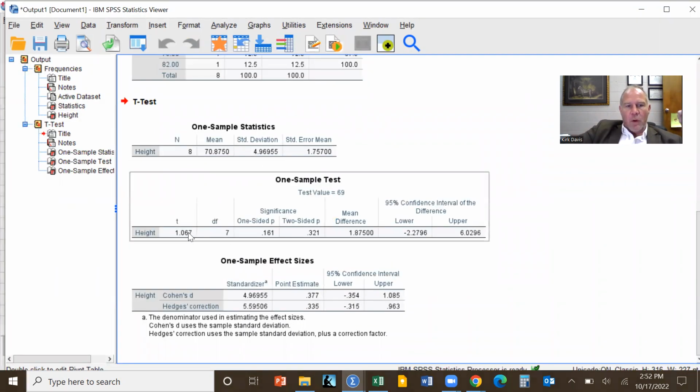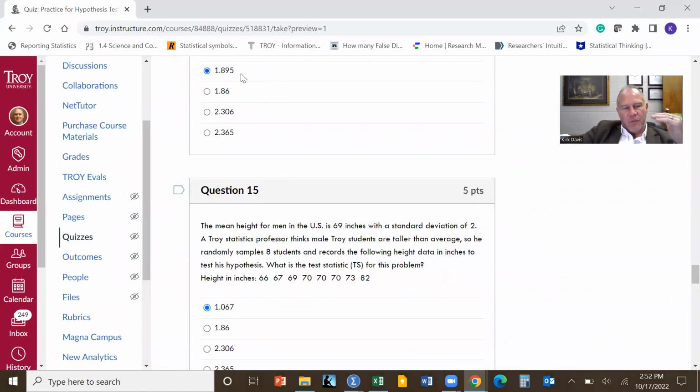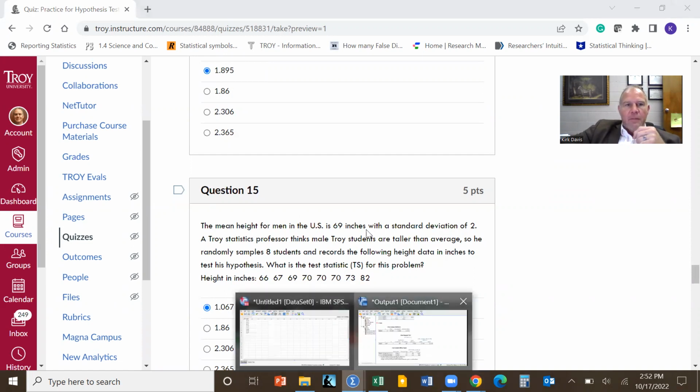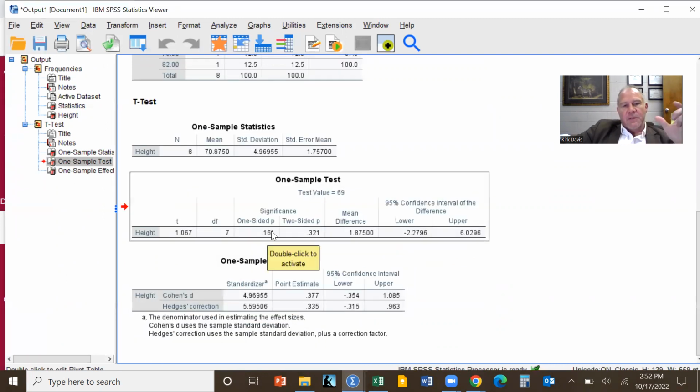So I get a t of 1.067. We needed a 1.895. We failed to reach the height that we need to ride the ride, so we know we're going to fail to reject the null. We know this is not a statistically significant outcome, but we also know that when we look at our t-value, its one-sided probability is 16%. That's a 16% chance that this could have occurred simply due to random error when there's no effect in the population. That's too high. We want 5% or less. So we know we're going to fail to reject the null because this is too high.